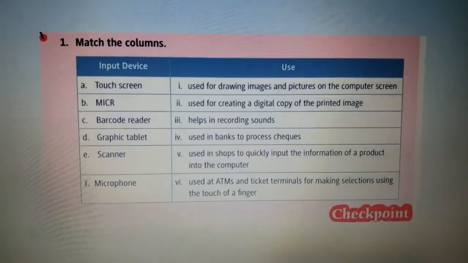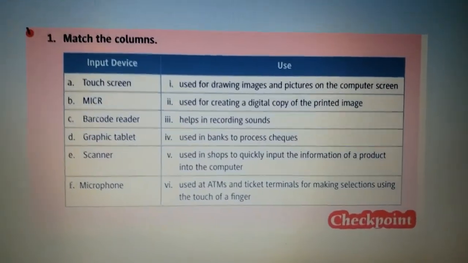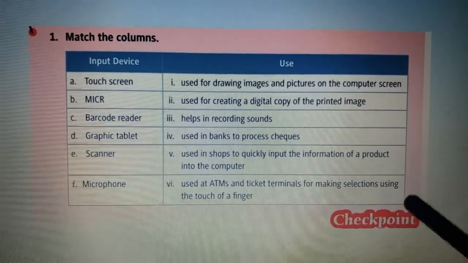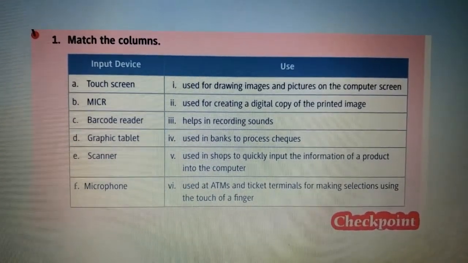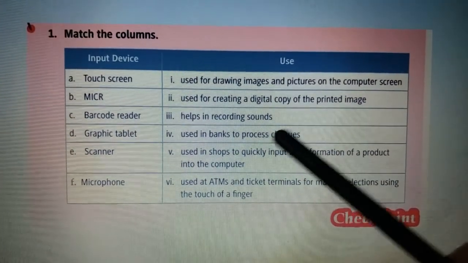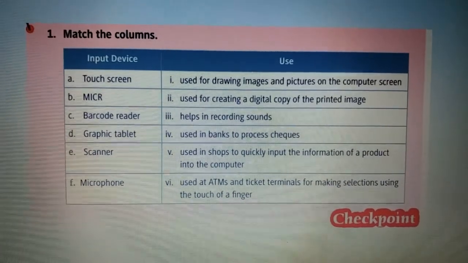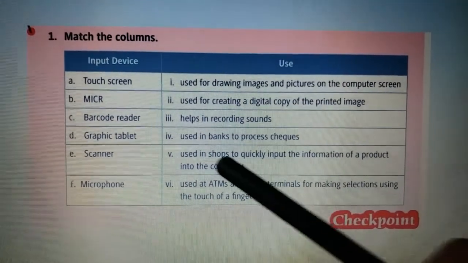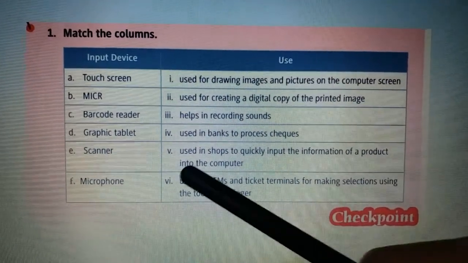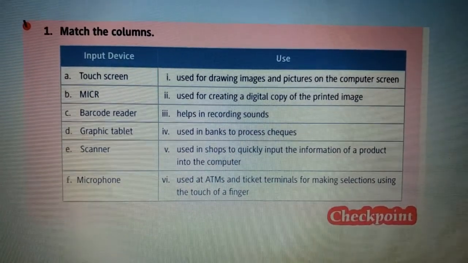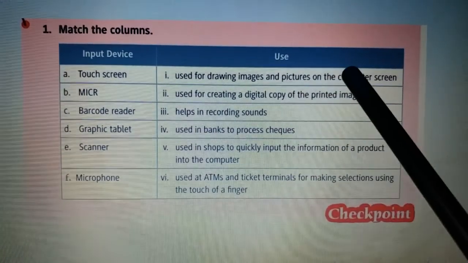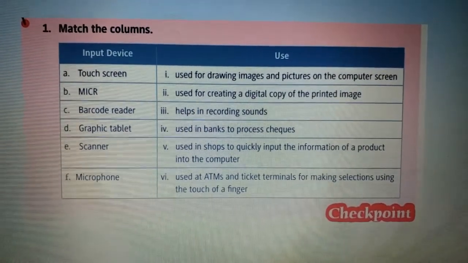So students, the answer for the touch screen is used at ATM and ticket terminals for making selection using the touch of a finger. MICR, used in bank to process checks. Barcode reader, used in shops to quickly input the information of a product into the computer. Graphic tablets, used for drawing images and pictures on the computer.